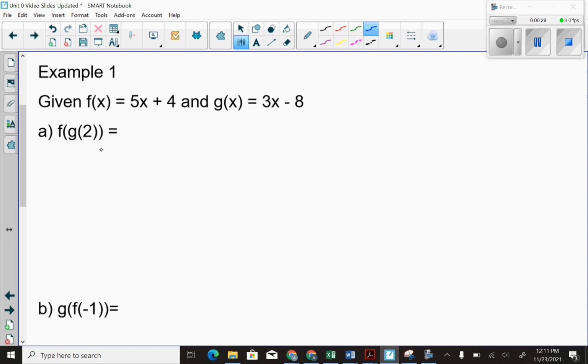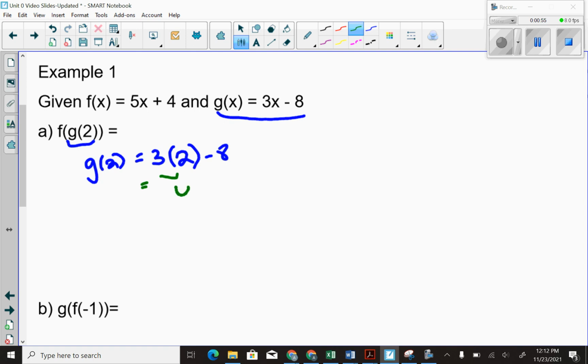2. So we start looking at what is g of 2. So I'm going to use g of x, so g of 2 equals 3 times 2 minus 8. So then we get 3 times 2 is 6 minus 8, negative 2. So now we're going to take that negative 2 and plug it into f of x.